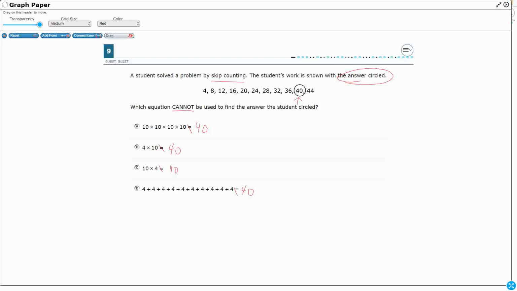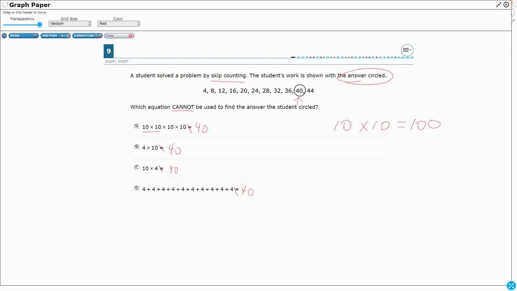So let's start looking at our answers. We've got 10 times 10 times 10 times 10 equals 40. Let's do it in chunks. 10 times 10, that's a fact that most of us should know. That's 100. 10 groups of 10: 10, 20, 30, 40, 50, 60, 70, 80, 90, 100. We're already too large, and I've got two more 10s to multiply by.